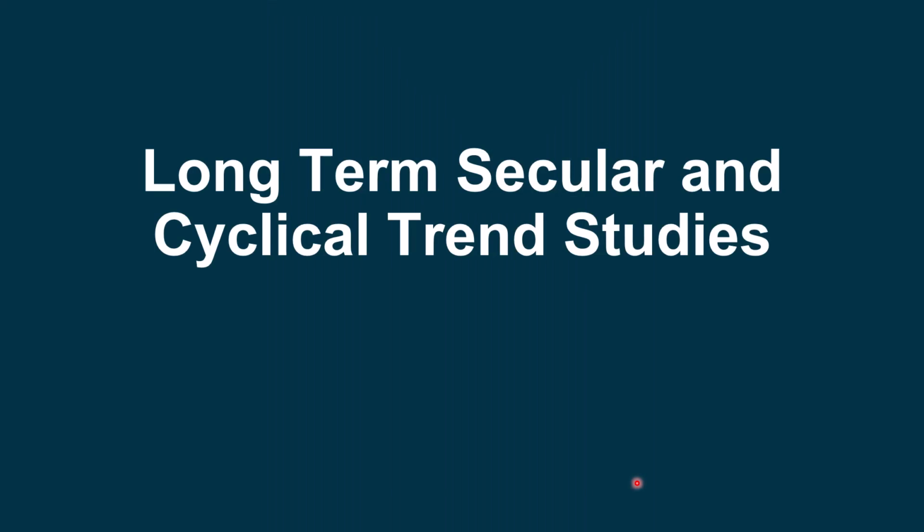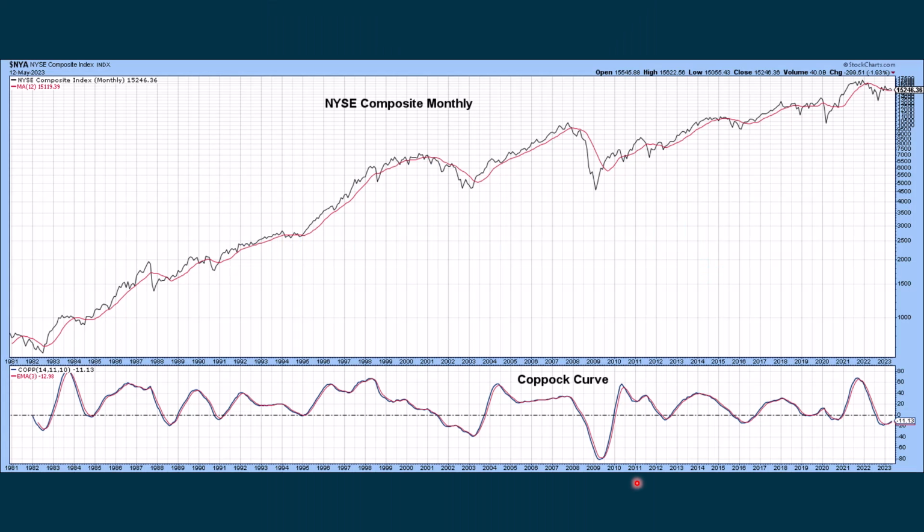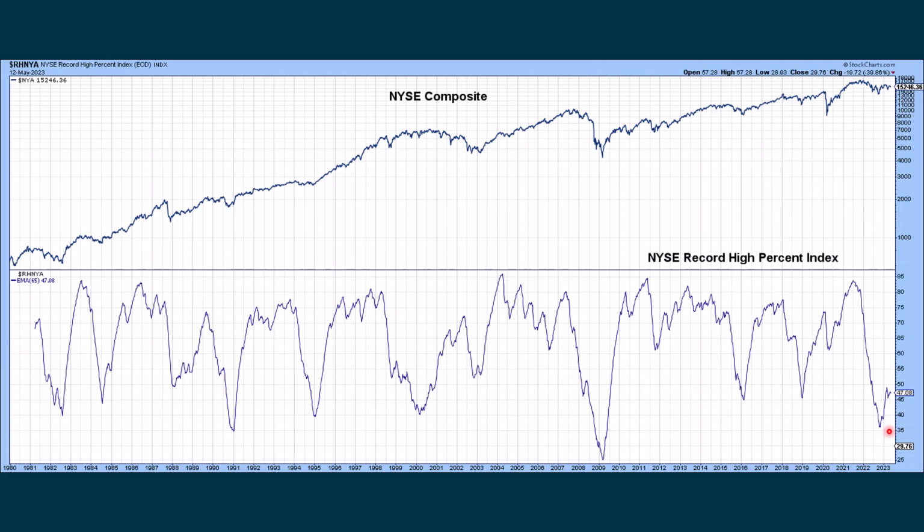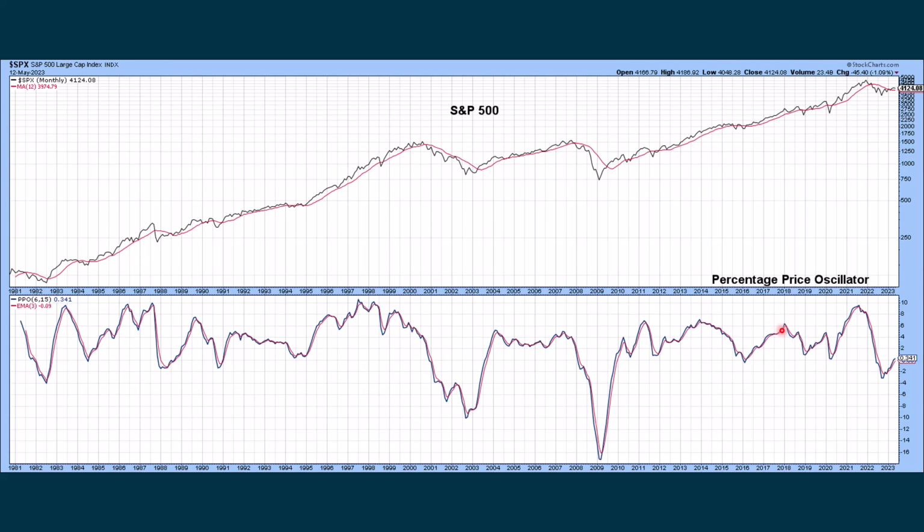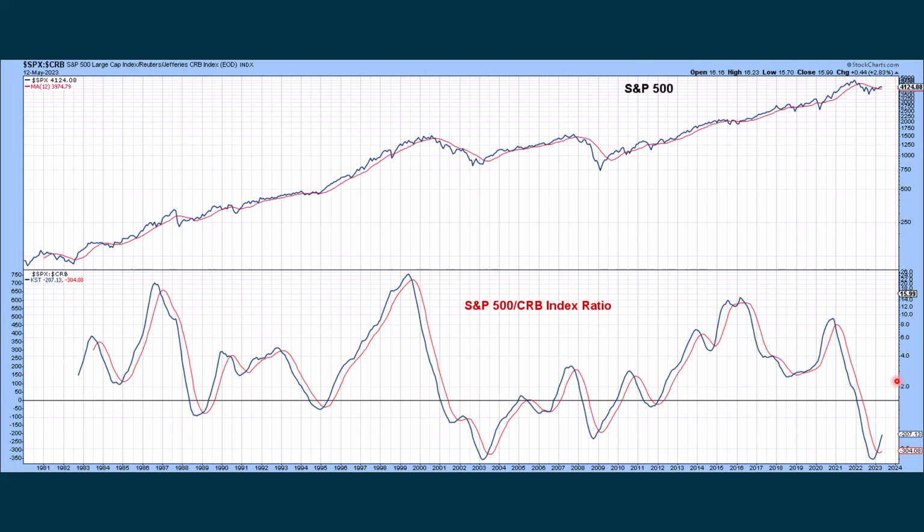Some long-term secular and cyclical studies. This is a monthly chart of the NYSE. We're still above this moving average, but it is declining. The Coppock curve is trying to roll back over positive, so that could be positive longer term. Here's another look at the NYSE composite with a thing called the NYSE record high percent index. We have been bouncing up. Then looking at the S&P with the PPO, this is also turning back positive on a monthly chart.